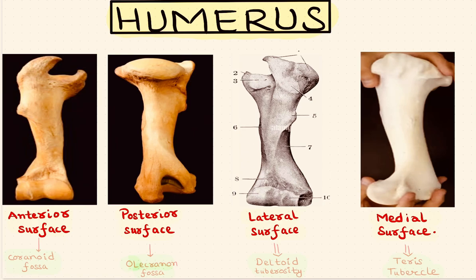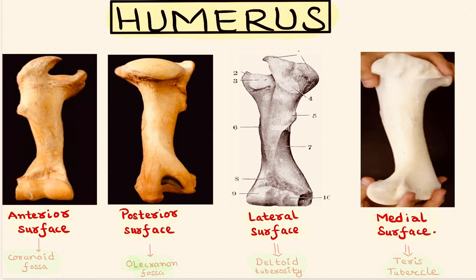Hello everyone. Today in this video lecture we are going to study about the humerus bone. Firstly, in an animal, where is this humerus bone present? Let me tell you, the humerus bone is part of the forelimb, and it is present in the arm region.